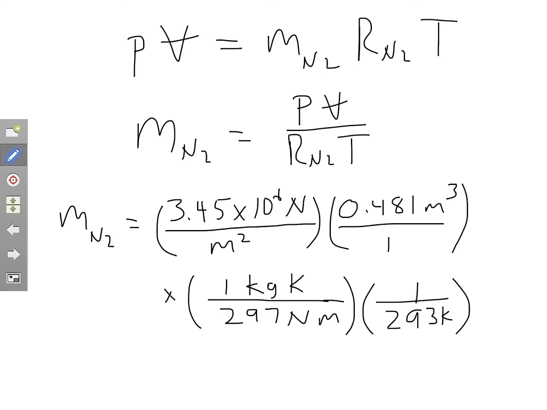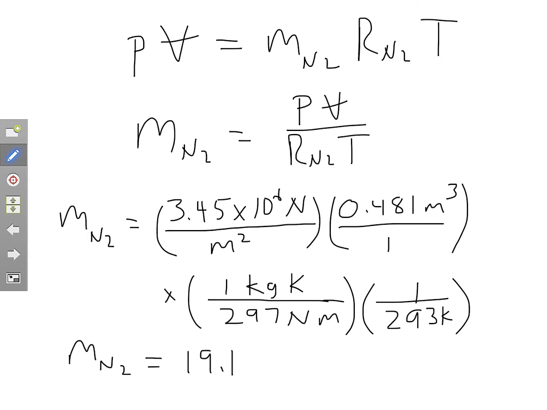If we multiply out, we can see that we have a large number here, 3.45 times 10 to the 6th. We're going to take about half of that, but then we're dividing also by 297 times 293, so this is actually a pretty large number too. And remember the two-step process, do your numbers, then do your units. So if we calculate this, we get 19.1 for the numbers.